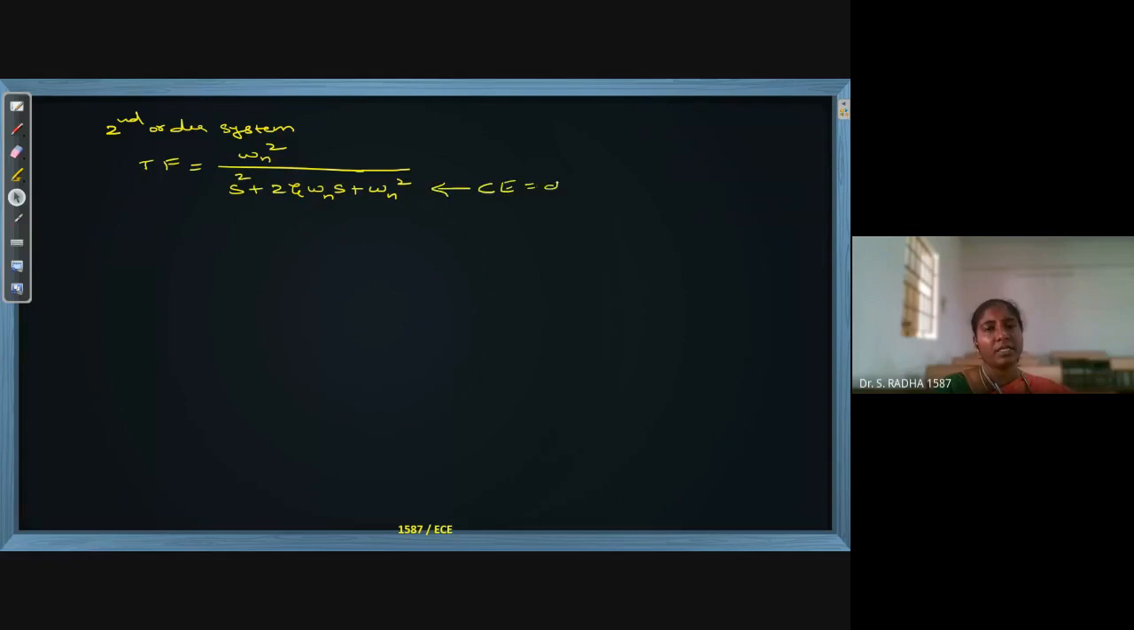Second order system, we have taken a second order system. Transfer function is omega n square by s square plus 2 eta omega n s plus omega n square. This is the equation. Okay, second order system, closed loop transfer function. The denominator's highest power of s is 2, so it is second order. The denominator of the closed loop transfer function is called the characteristic equation.